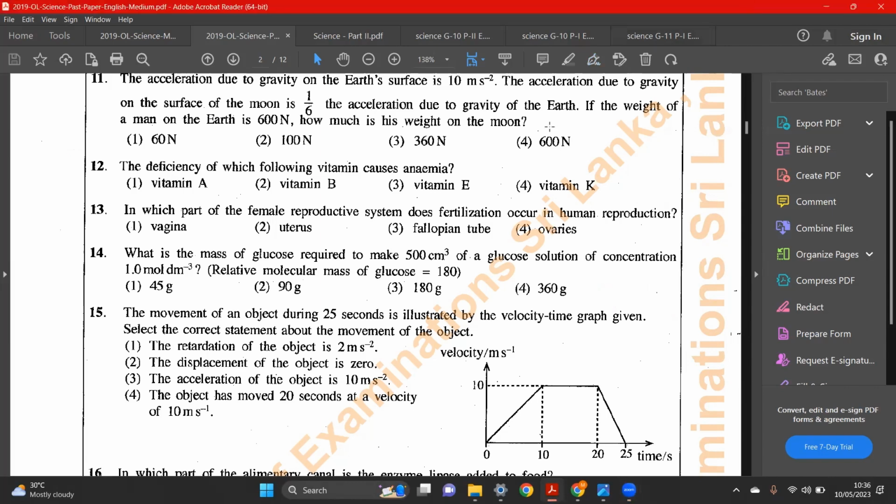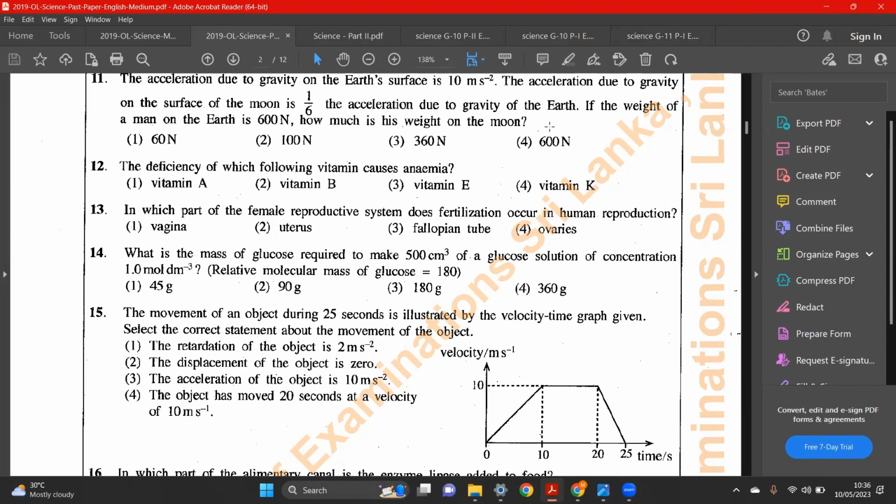Then the 12th case, deficiency of which vitamin causes anemia, that's vitamin B. That's pretty straightforward. If you know those tables at the end of your first lesson, you're good to go there. Beriberi, anemia, dryness in your skin, all of that is because of vitamin B.